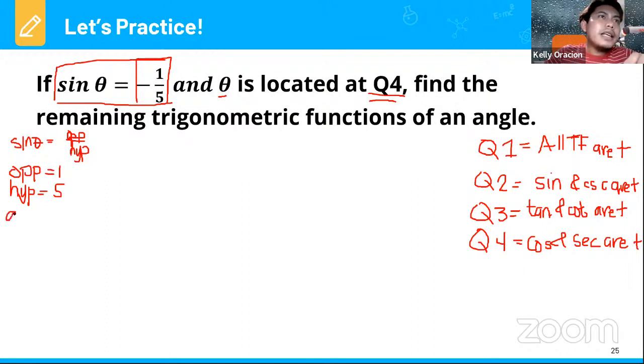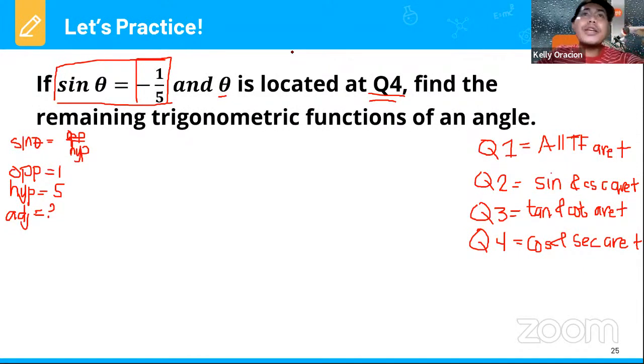Now, the missing is the adjacent, para kompleto ang tatlo. The question is, what is the adjacent? How are we going to find our adjacent side? Given the opposite and the hypotenuse, which is 5, what will be the formula that you are going to use to find the adjacent? Anyone? Mag-isip lang kayo.